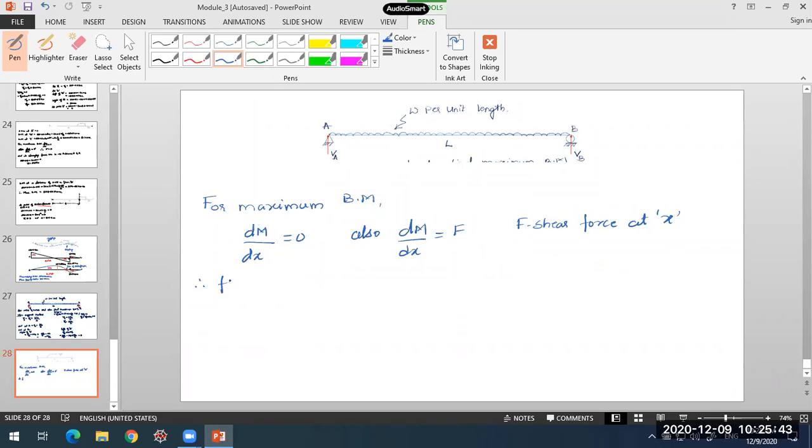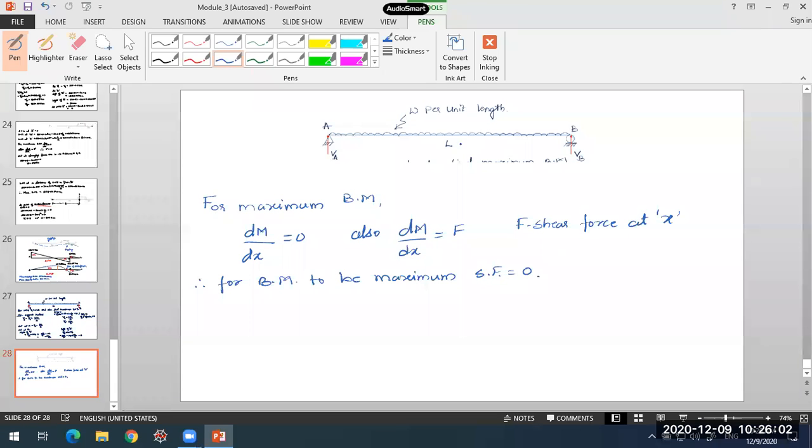Therefore, for bending moment to be maximum, the shear force value has to be 0. This is what I know from the condition now.